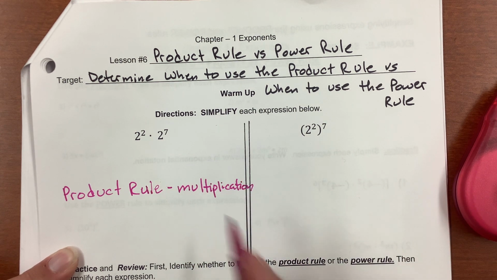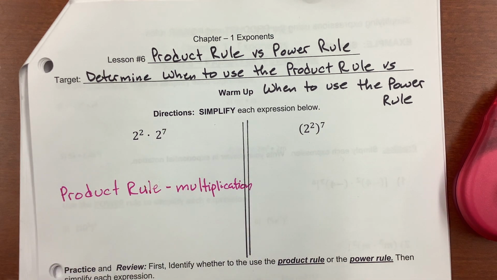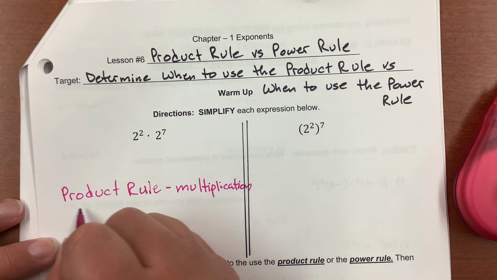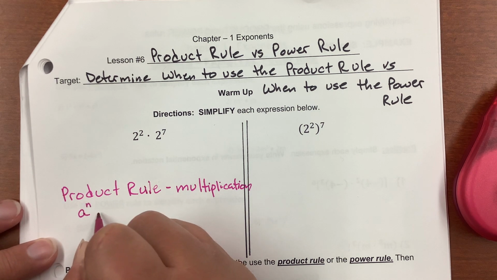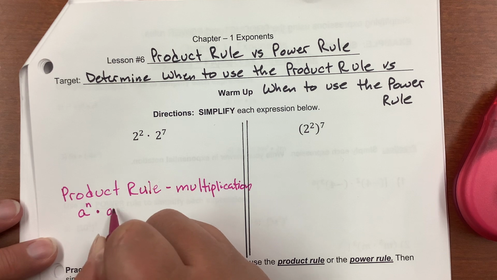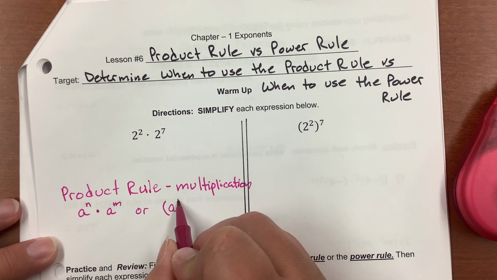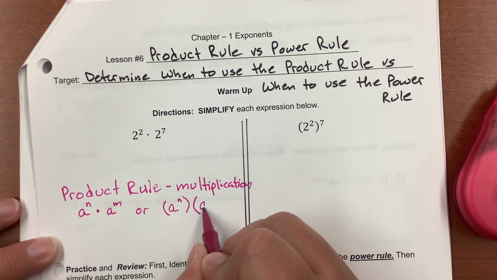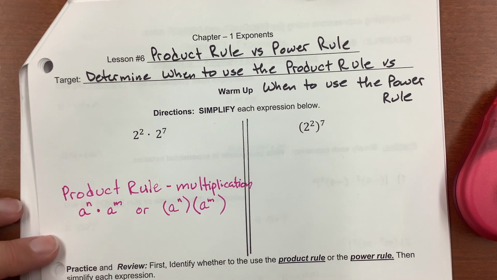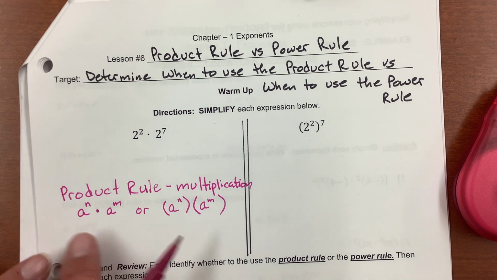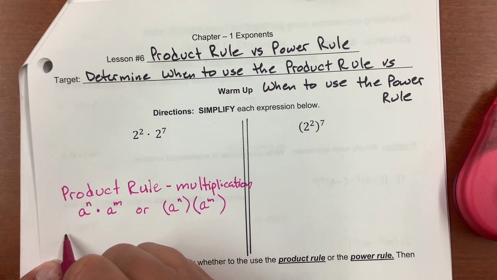And when do you multiply? When you have the big dot or you have one parenthesis next to another parenthesis? So multiply. And you know it's going to be multiplied because it's going to be something like a to the n power times a to the m power, or parentheses a to the n power times a to the m power. Those are both ways to write multiplication. So now I'm going to write the rule down here. Keep the base, always. Keep the base.